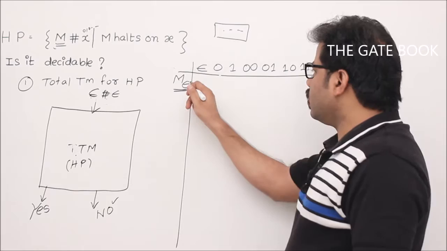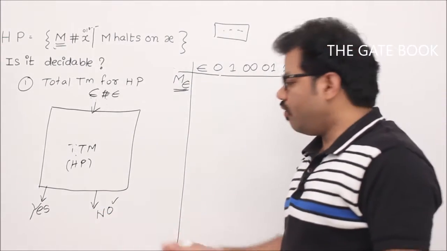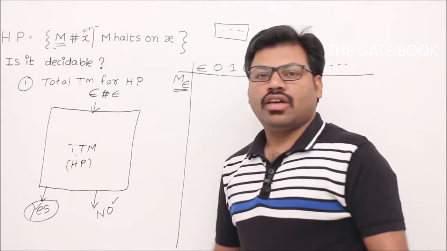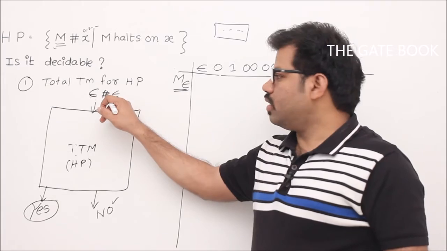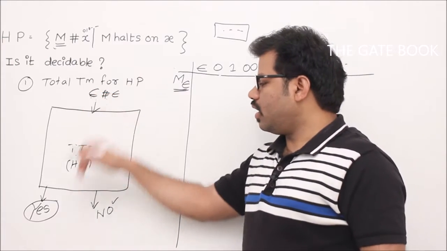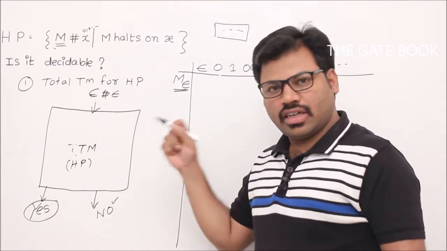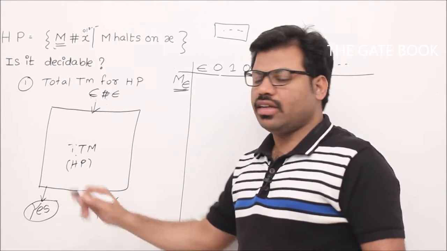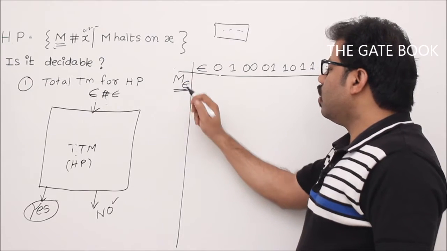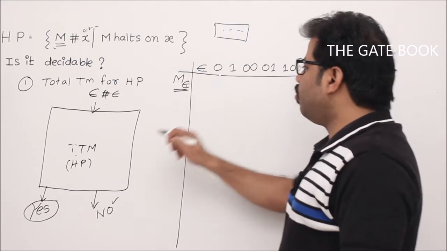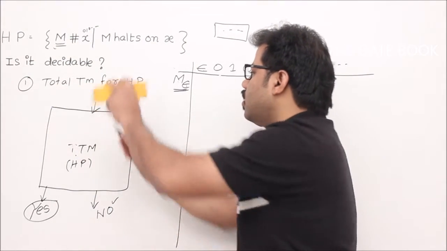Because for everything it should answer yes or no, then only it is a total Turing machine. When should it say yes? Whenever it's a valid encoding and a valid input, with a hash in between, and that valid Turing machine encoding really halts on that input, then it should say yes, right? So we'll see now. So Mr. M epsilon, do you halt on epsilon? We simply construct it here: we give M epsilon hash epsilon.